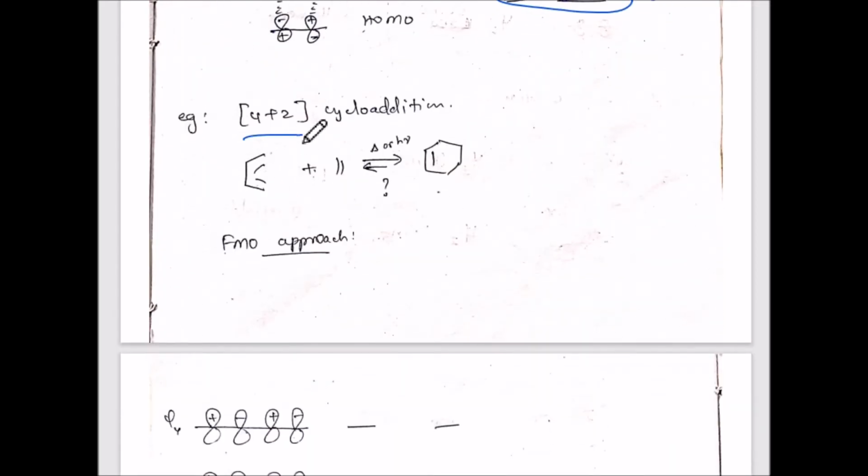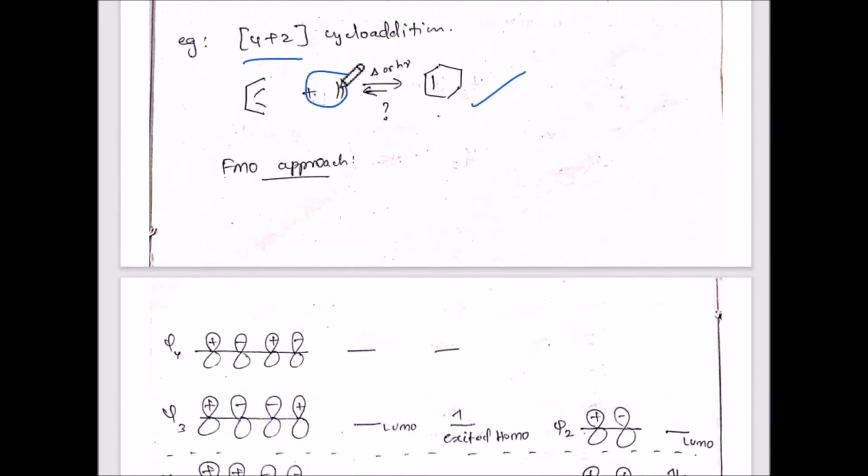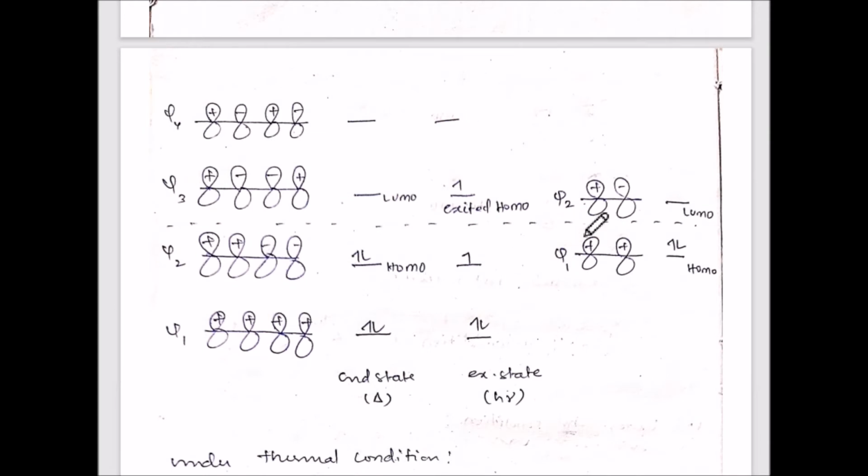Let's go with the other condition. I go with 4 plus 2 cycloaddition. Here I have the butadiene and ethylene. I want to know for which condition, photochemical or thermal, the reaction is going to be obeyed to form the product. I go with the same FMO approach, and you can see these are the pi molecular orbitals which you have to draw for your butadiene, reactant A, and for reactant B this is your ethene. For reactant A and reactant B I have drawn the pi molecular orbitals, and for the ground state I have shown the HOMO and LUMO, and for excited states I have also shown the filled electrons. In the ethylene molecule also you can see I have shown the HOMO and LUMO, right? So the electrons are filled.